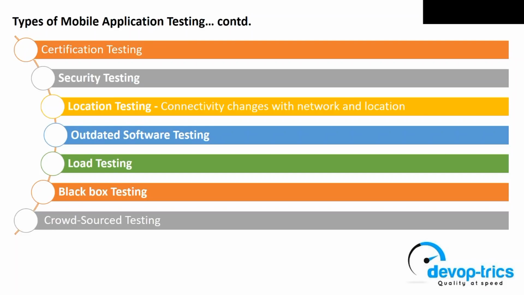Then there is something called location testing. So, how your connectivity changes with network and location. Suppose at this moment I am having a 4G connection, and while talking on the phone, maybe I'm using, say, WhatsApp to call, and suddenly I go to an area which has a 3G network. Without dropping the call, is the application able to switch the network? That is very important, and it's a very interesting subject of test.